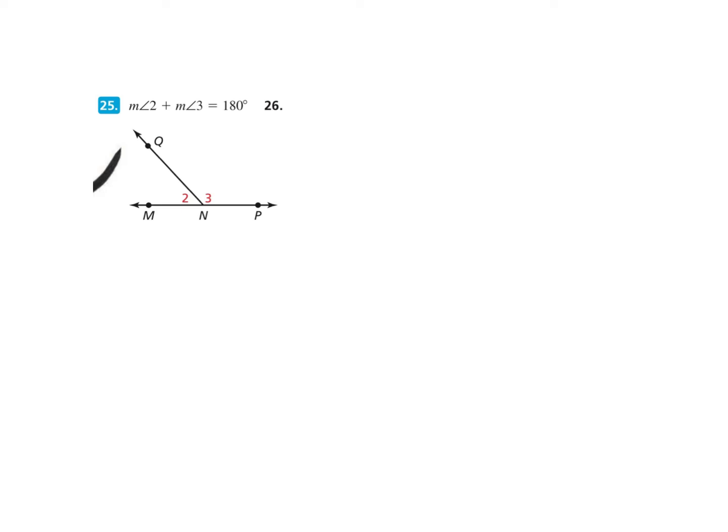Next slide. 25. The measure of angle 2 plus the measure of angle 3. So angle addition postulate equals 180 degrees. That is a true statement. Why? Because we know that MNP is a straight line. And a straight line is supplementary, or it's 180 degrees. That means angle 2 and angle 3 are a linear pair, and by definition, a linear pair adds up to 180. And you're right at that point.